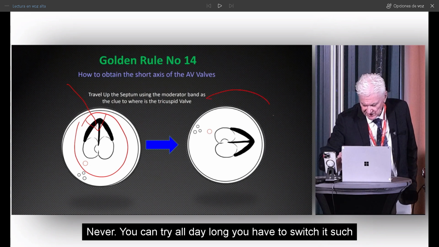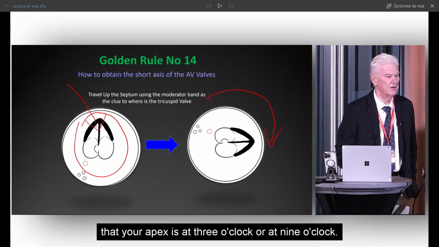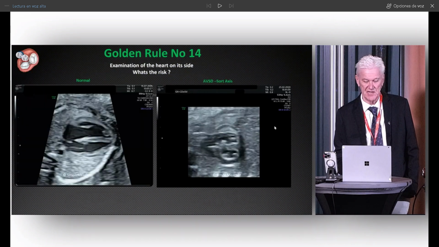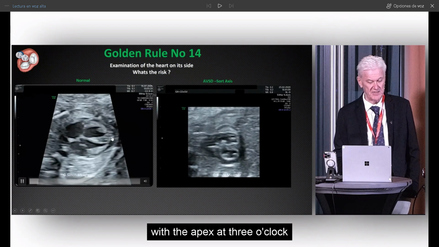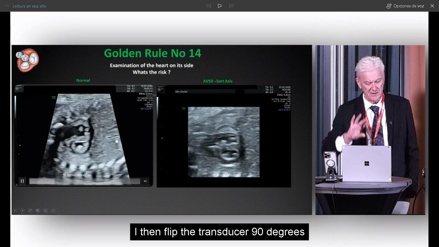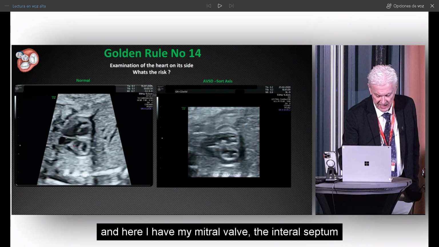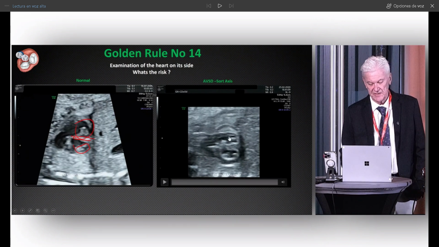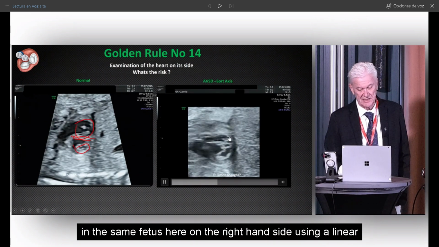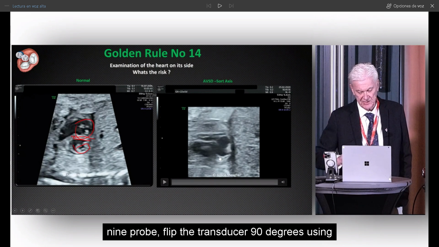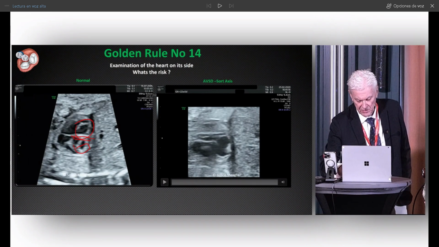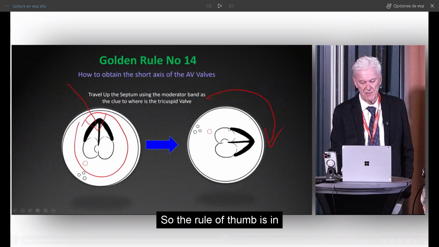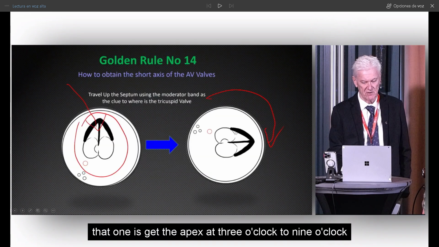You have to switch it such that your apex is at 3 o'clock or at 9 o'clock. And once you do that, you flip your transducer 90 degrees, and then you will get to the point here with the apex at 3 o'clock. I then flip the transducer 90 degrees, and here I have my mitral valve, the intra-atrial septum, and here's my tricuspid valve. In the same fetus here on the right-hand side, using a linear 9 probe, flip the transducer 90 degrees using slow-mo. You see we have a complete AV canal defect with no bridging tissue.